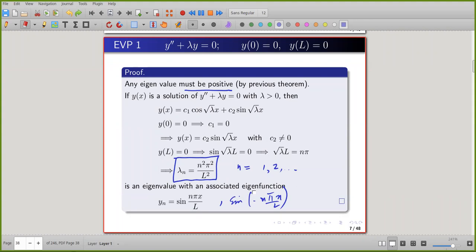So a priori, we have both these, but of course this is equal to minus sine n pi x by L, right? So we just need to take this one. So the space of eigenfunctions is one dimensional.